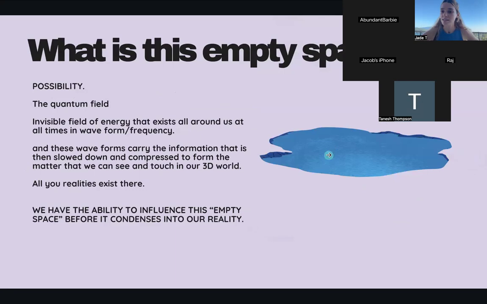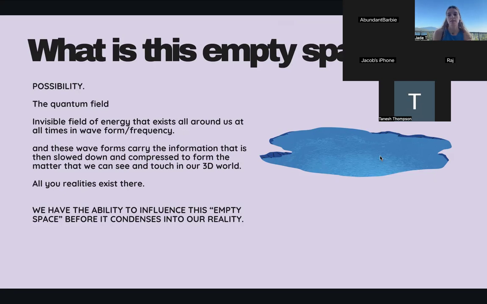Okay, so what is this empty space that I'm talking about? As I said, it is 99.9999999% empty space. All of that empty space is actually possibility. It's the quantum field. And as you know, this is the quantum manifestation method because it's rooted in understanding that the quantum field is where you need to manifest from. This is where all things come down into physical reality. So the quantum field is an invisible field of energy that exists all around us at all times in waveform or frequency. And these waveforms carry the information that is then slowed down and compressed to form the matter that we can see, touch, and feel in our 3D world.